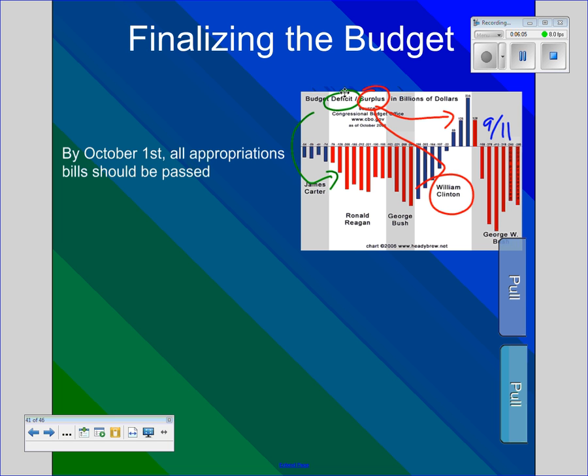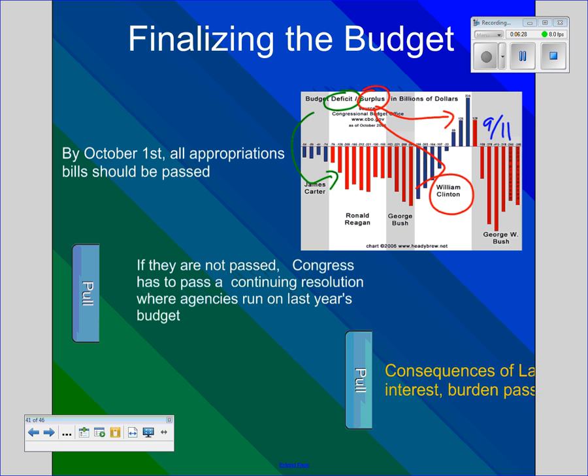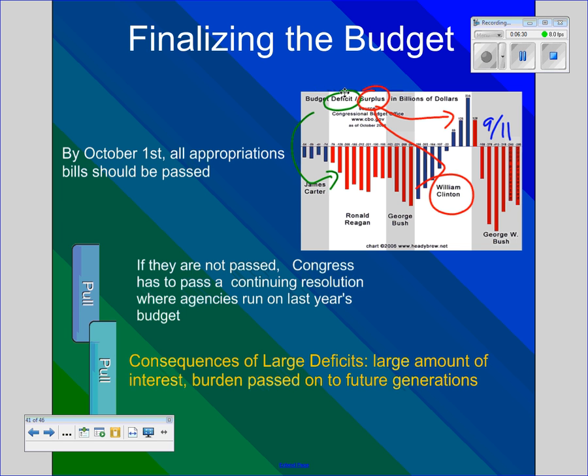So if they do not pass something by October 1st, which is what is going to happen, Congress passes a continuing resolution where they run on last year's budget, and they do that for as long as Congress says so. Right now I believe they're funding the government through the end of November. So November is our next deadline to see if we're going to extend it, and if we do not, then the government gets shut down and there's no money to run the programs other than the essentials.